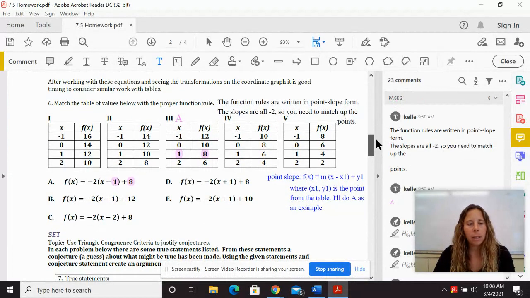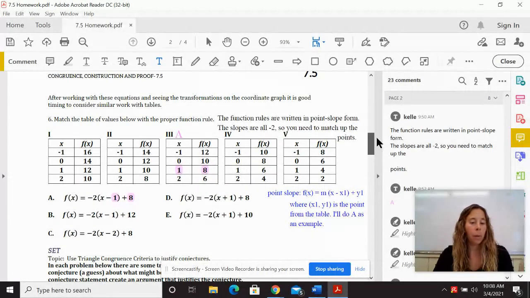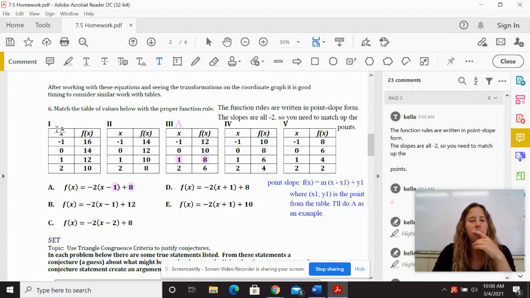Okay, 6. It says, match the table values below with the proper function rule. I'm telling you this: the function rules are written in point slope form. The slopes are all -2. You can tell that by looking at your tables. They're all going down by 2.